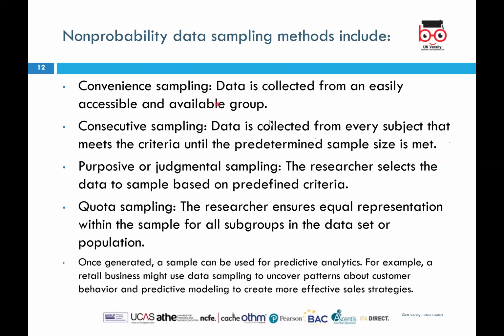Purposive sampling is also called judgmental sampling, where you select data to sample based on a predefined criteria. Just as I said, you want children who are studying from a particular school, that's called purposive sampling. Quota sampling is another form of non-probability sampling, where you're taking subgroups. So let's say I want 30% girls and 40% boys in my sample for whatever reason. So that's called quota sampling. I hope that's clear.